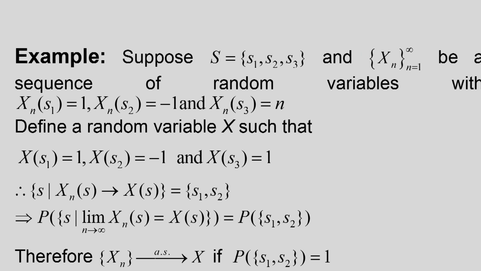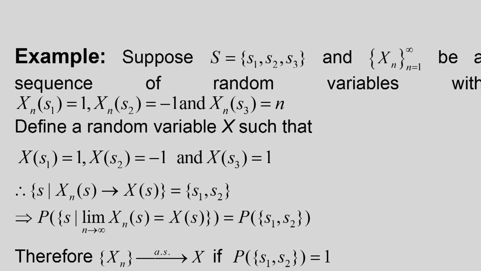Let us consider one example. Suppose the sample space is {s1, s2, s3}. It comprises 3 elements, and xn is a sequence of random variables with xn(s1) equal to 1, xn(s2) equal to minus 1, and xn(s3) equal to n, which is a diverging sequence. Now we will define another random variable on the same sample space: x(s1) equal to 1, x(s2) equal to minus 1, and x(s3) equal to 1. So here it is diverging, here it is 1.